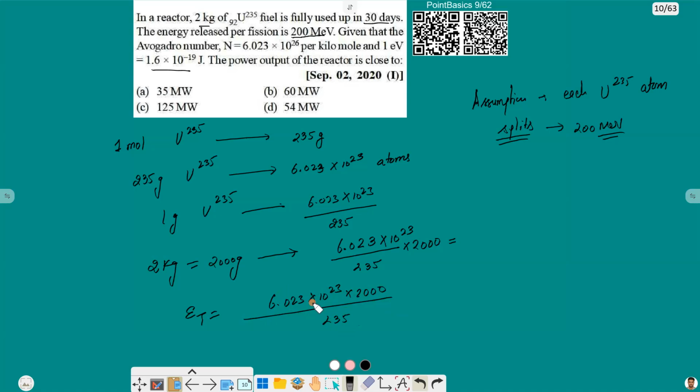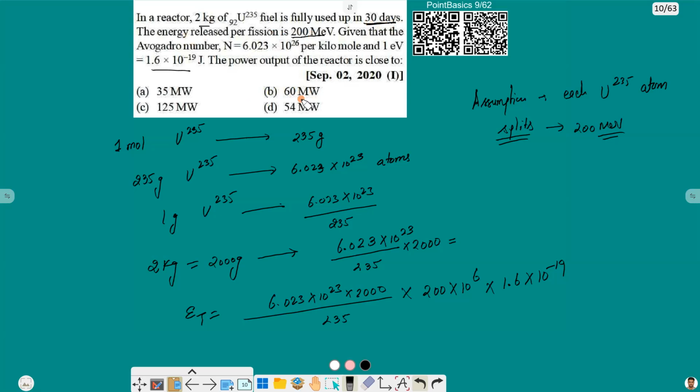These are the total number of atoms which can split, multiplied by the amount of energy which will be produced after each split, and this is in mega electron volt. So let us convert it into joules. This is the amount of energy in joules which will be produced in 30 days.